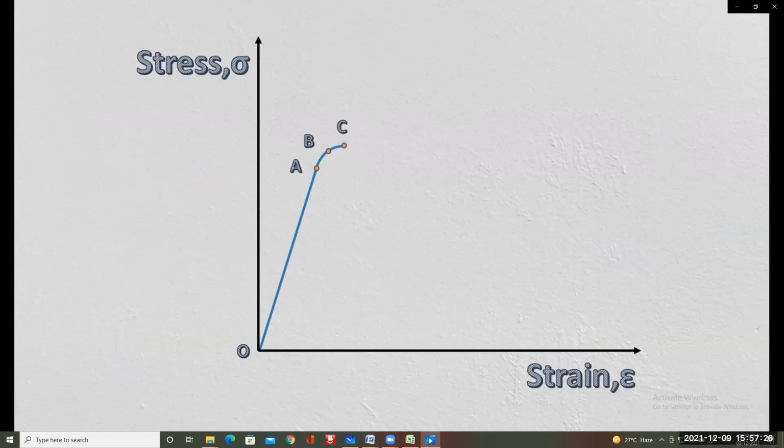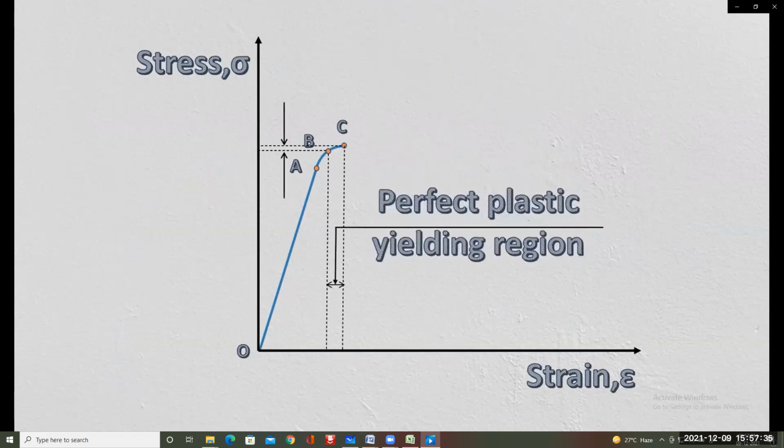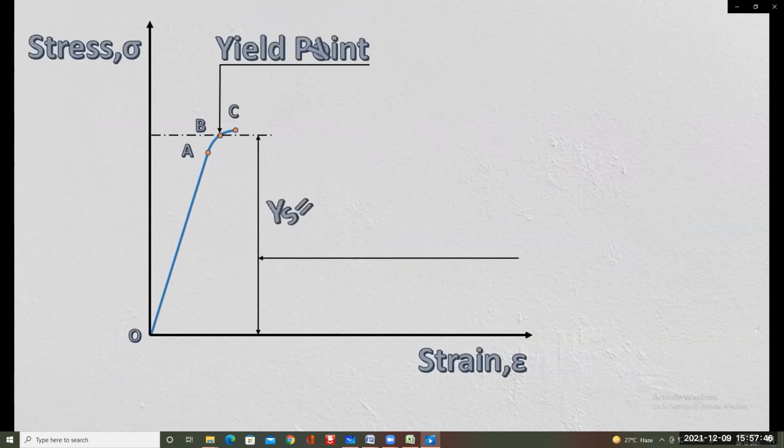From point B to C, there is a considerable increase in strain without much increase in stress. This is because of plastic deformation in the metal, and this phenomenon is known as yielding. The point B, where this yielding begins, is known as the yield point, and the corresponding stress value is known as the yield strength of the material.